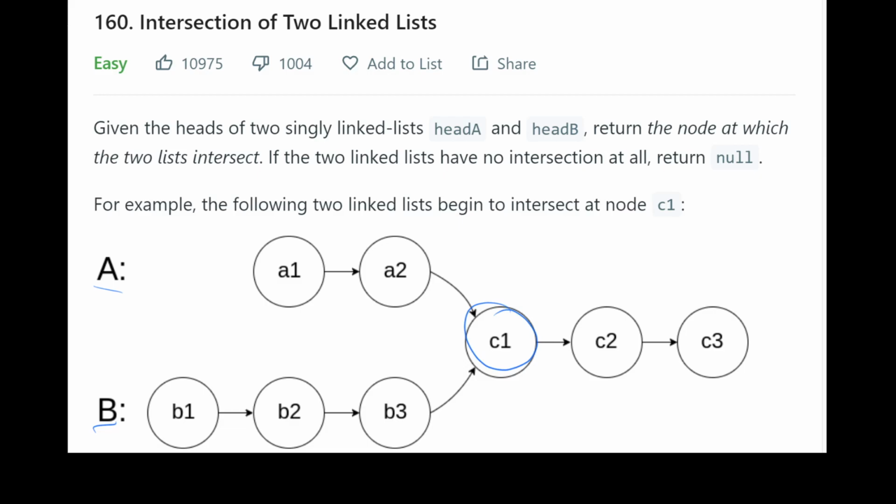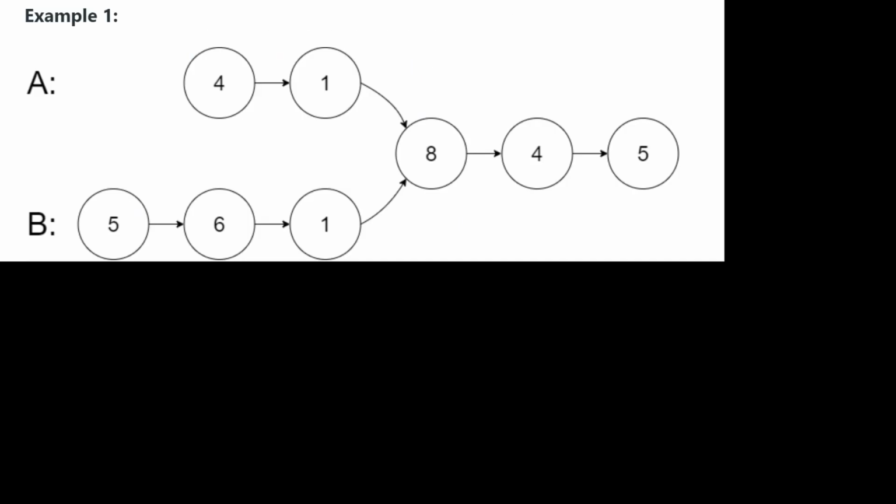Now let's take a look at an example with some real numbers so we can see what's going on. Here we're given 4, 1, 8, 4, 5 as A and 5, 6, 1, 8, 4, 5 as B. It's in the same order as the example, but we have actual numbers, and the node we want to return is 8. So 8 is the point at which they intersect. Now let's think about how we could do this.